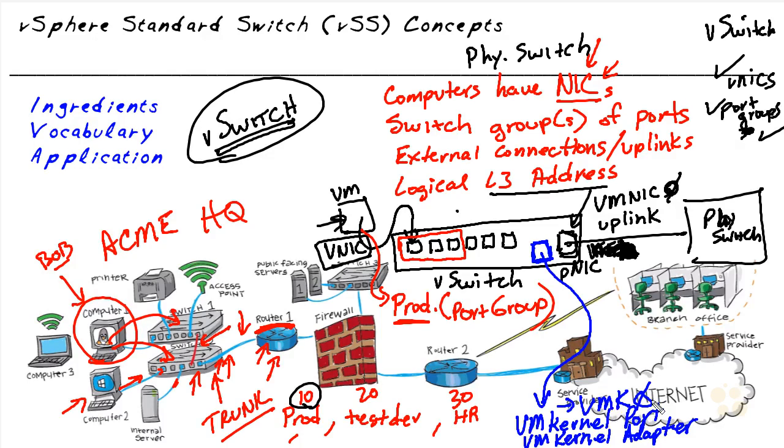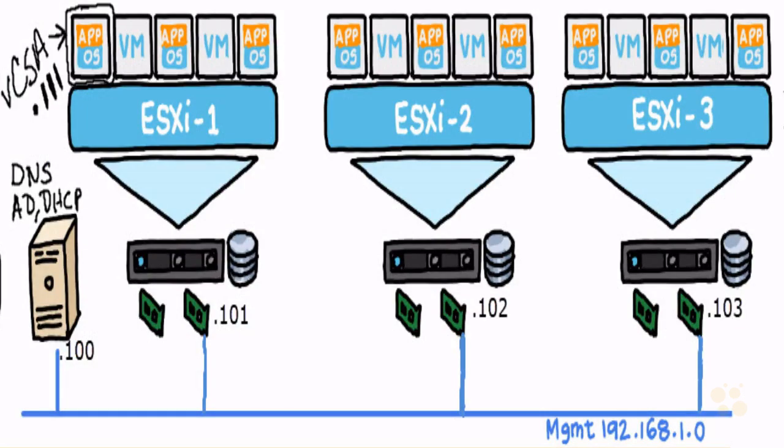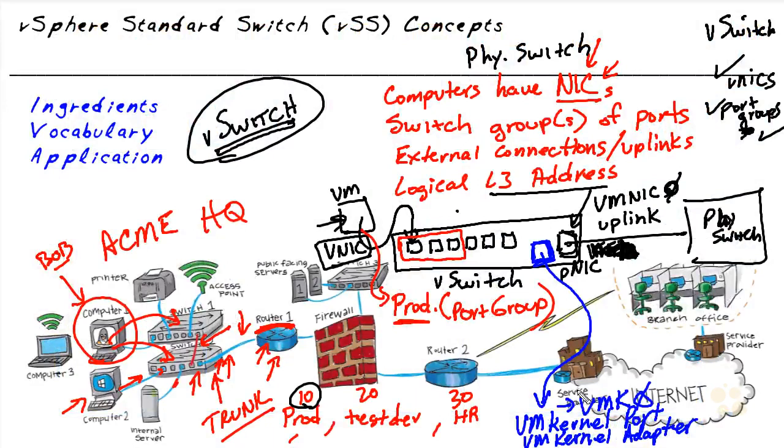So when we see VMK anything, or VM kernel ports, or VM kernel adapters, I want you to think that's the logical layer 3 interface that the ESXi host is using to communicate with other devices over TCP/IP. And in the case of the first and foremost example, we're using a VM kernel port on a virtual switch so that our ESXi hosts can communicate with the outside network. So in our topology, we have 3 ESXi hosts, and they have an IP address of .101, .102, and .103 respectively. And those addresses are associated with VMK0, a VM kernel port that's associated with the virtual switch that they're currently using.